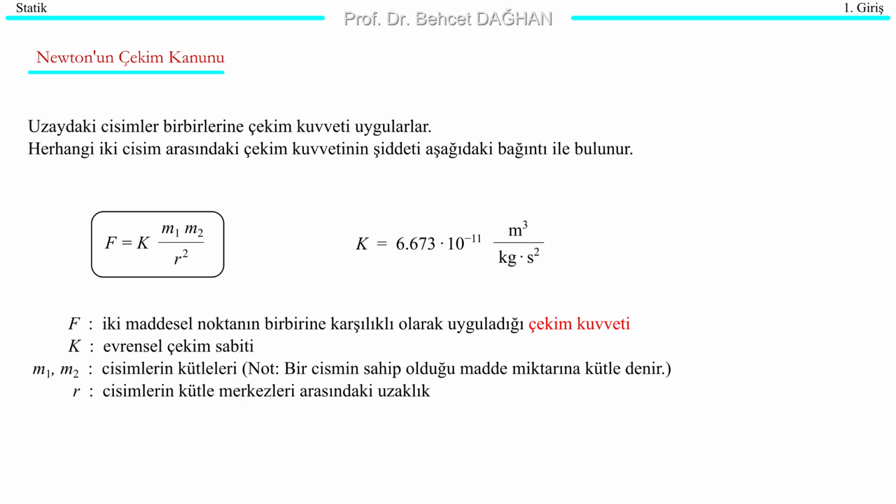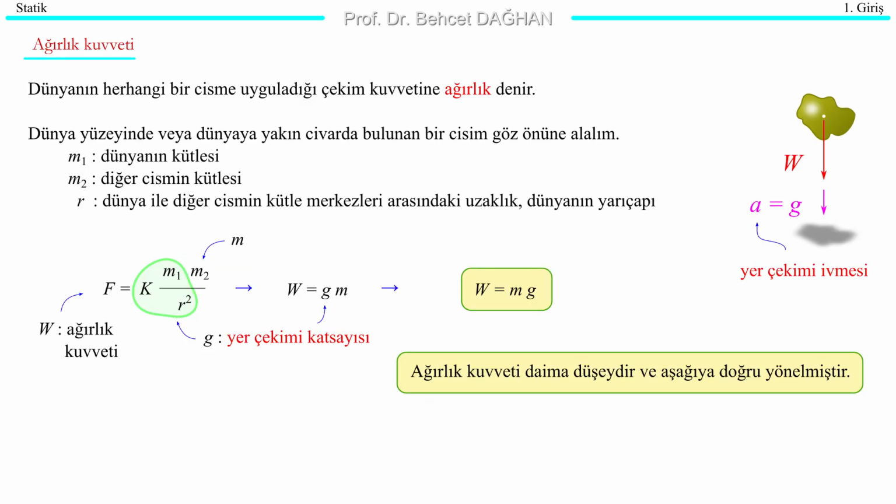Let's talk about weight. The gravitational force exerted by the Earth on any object is called weight. Let's consider an object at or near the Earth's surface. In the equation where we find the gravitational force, let m1 be the mass of the Earth and m2 be the mass of the other object near the Earth's surface. R is the distance between the center of mass of the Earth and the center of mass of the object. Of course, since the dimensions of the object are unimportant with respect to the radius of the Earth, we can take R as the radius of the Earth. The weight is equal to this value.